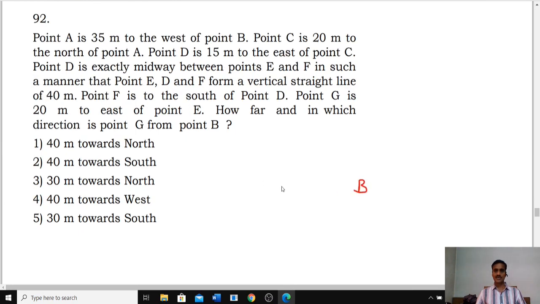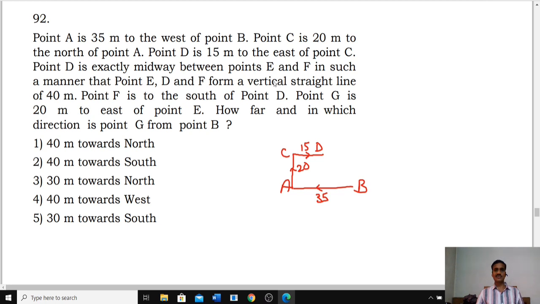A is 35 meters to the west of B. C is 20 meters to the north of A. Now this is C, which is 20 meters to the north of A. D is 15 meters to the east of C. D is 15 meters to the east of C.